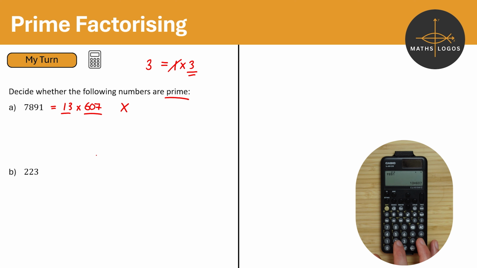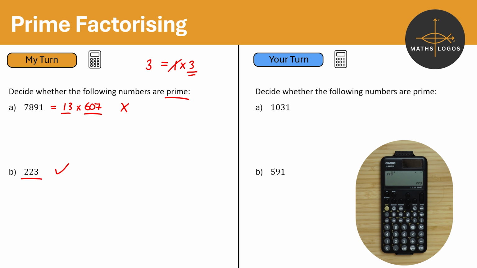Let's look at the second example. So 223, put it into my calculator, and it gives me back 223. What that means is the only prime factor of 223 is 223. Therefore, that is a prime number. All right, pause the video and give these two a go.